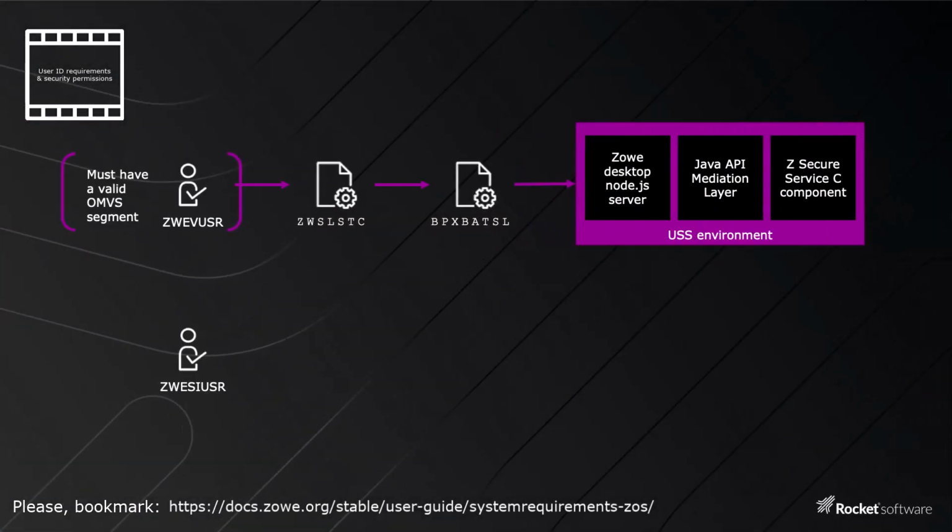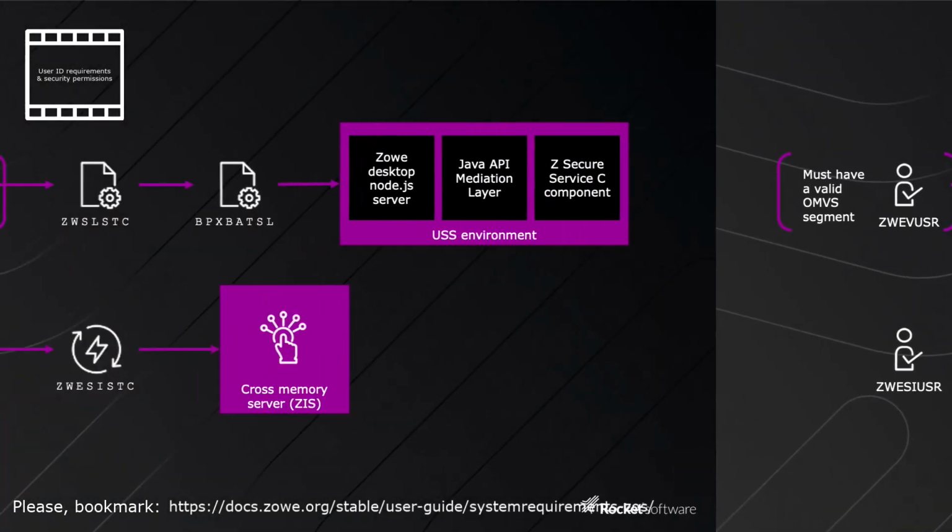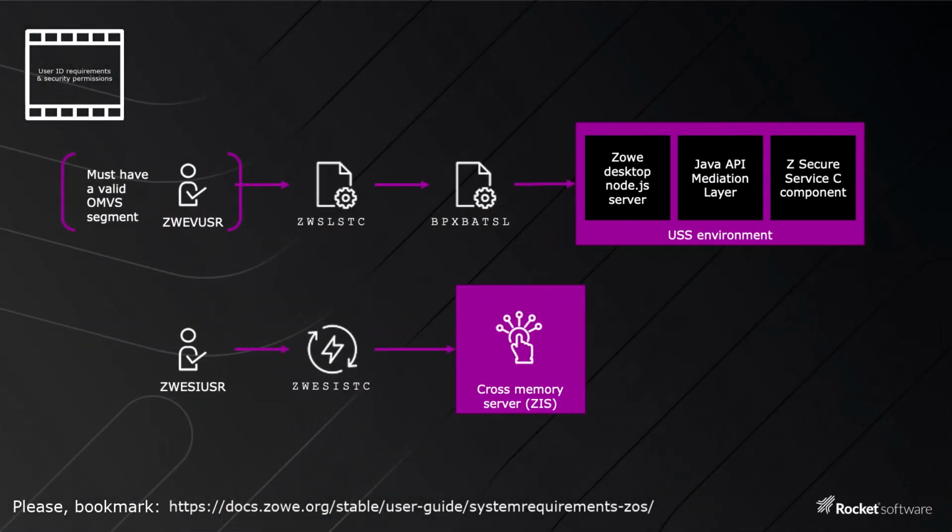ZWESIUSR. This is a started task ID used to run the PROCLIB member ZWESISTC that launches the cross-memory server, also known as ZIS. It must have a valid OMVS segment.